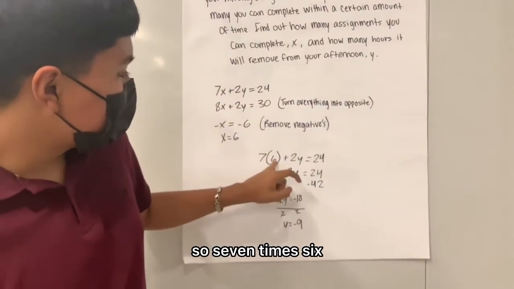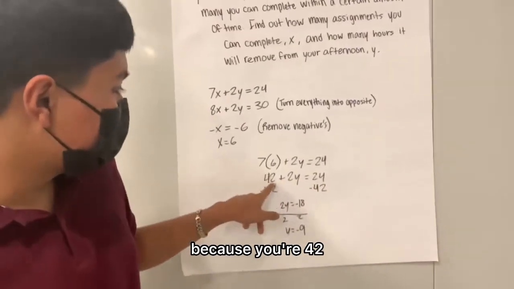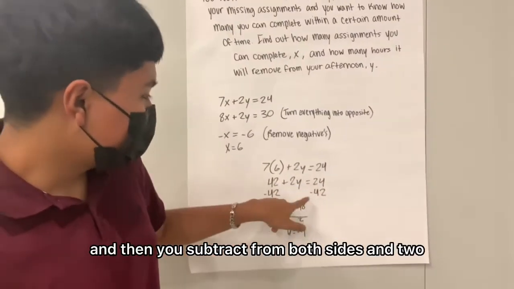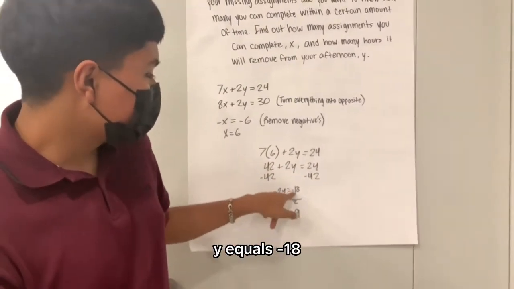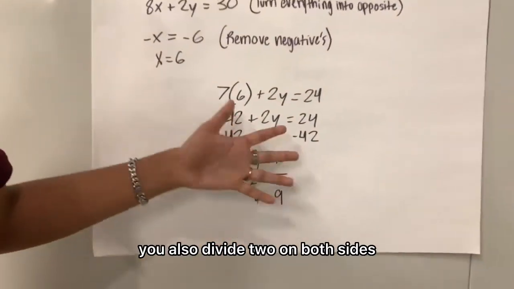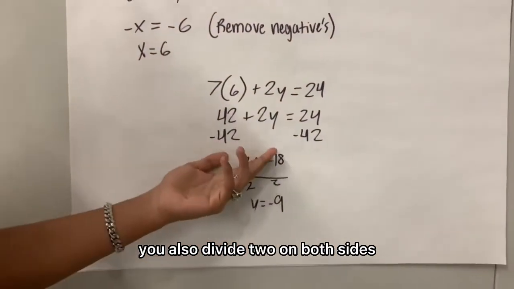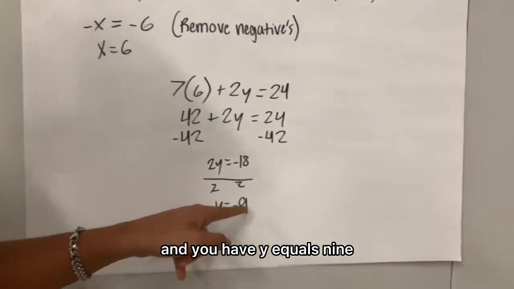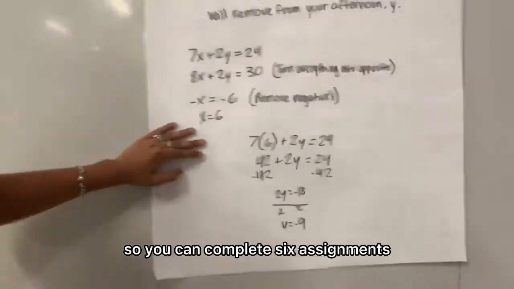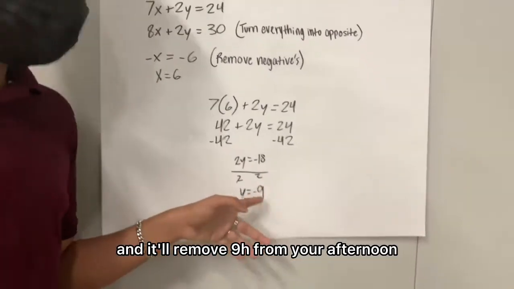So 7 times 6 plus 2y equals 24, it gets you 42. And then you subtract from both sides, and 2y equals negative 18. You also divide 2 on both sides, and you get y equals 9. So you can complete 6 assignments, and it'll remove 9 hours from your afternoon.